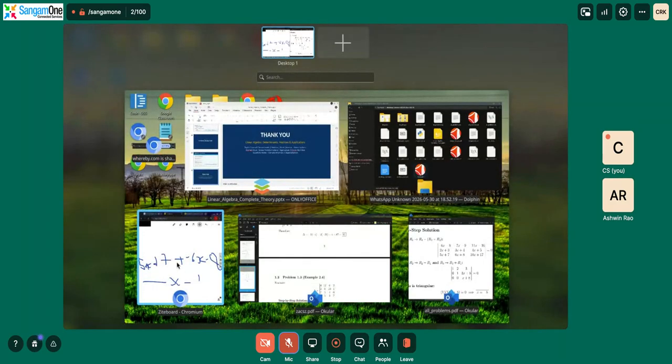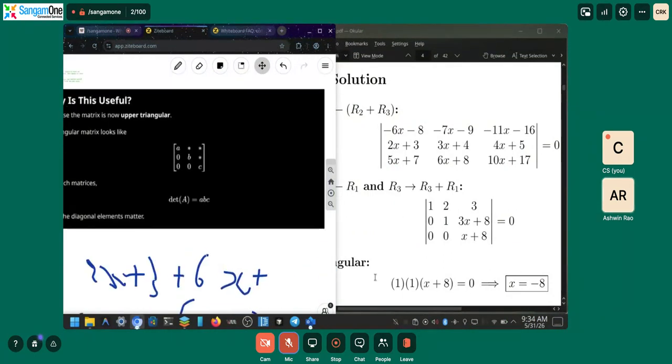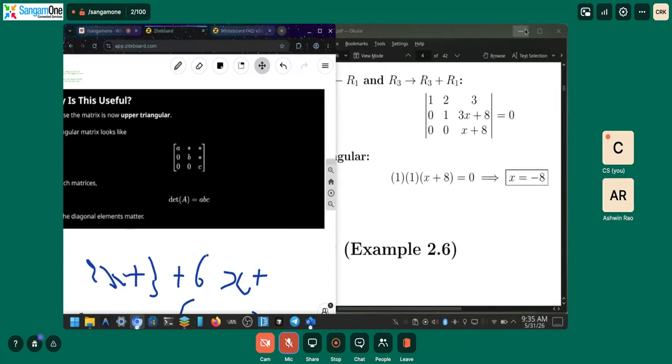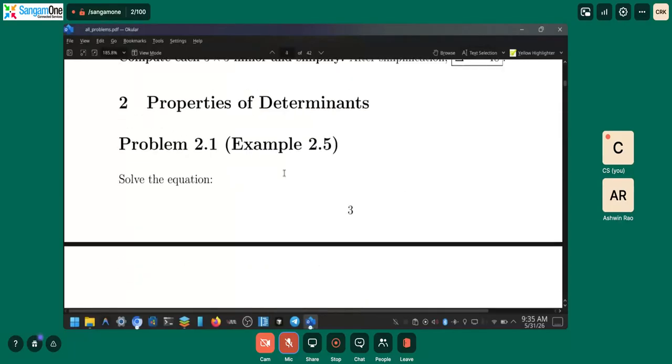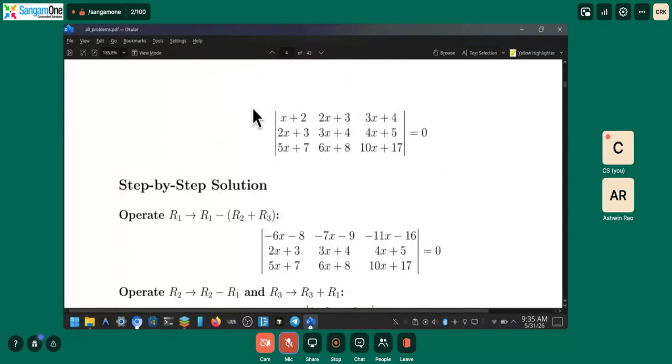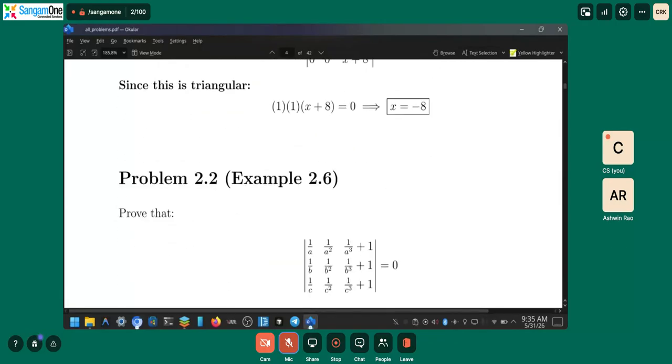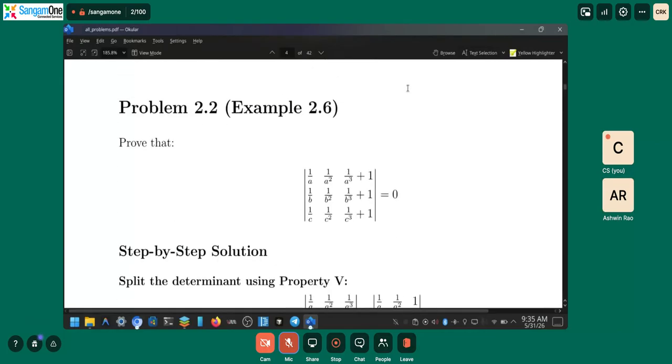Then this is the property we have to apply at the end, which corresponds to x minus 8. Here, what they said is solve the equation. We got x minus 8. Similarly, we can solve this equation from that. This corresponds to that problem. This is the second problem. Prove that the given determinant is equal to 0.